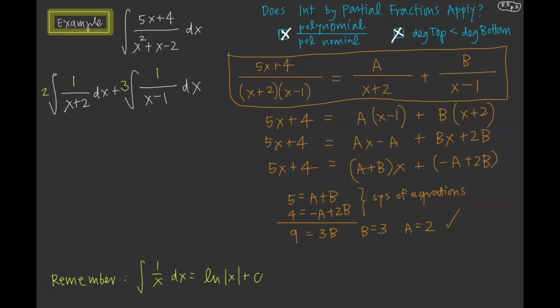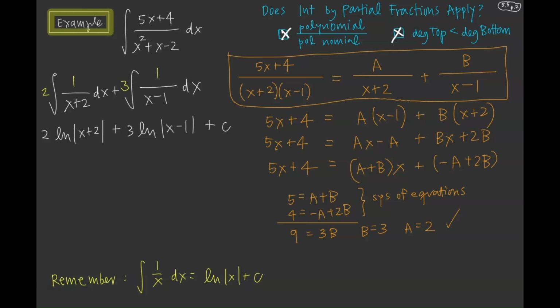Okay, and so now when I look at this, and I want the antiderivative of 1 over x plus 2, that's just going to be the natural log of the absolute value of x plus 2. And so we have 2 times the natural log of x plus 2, plus 3 times the natural log of x minus 1, plus a constant.